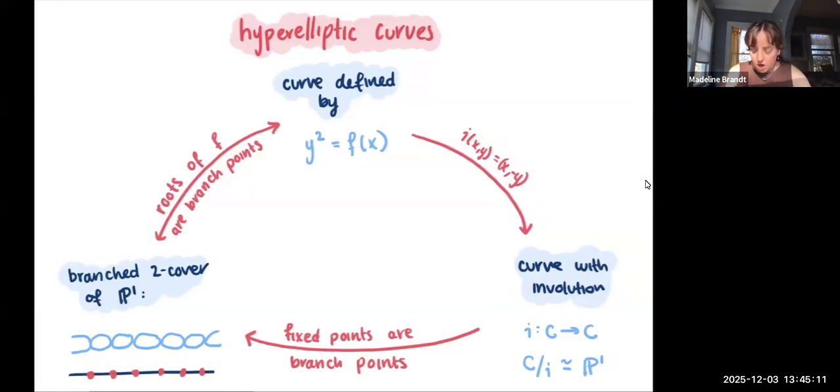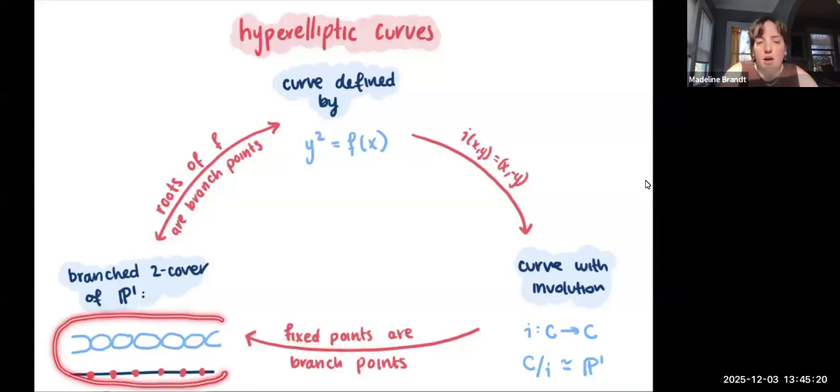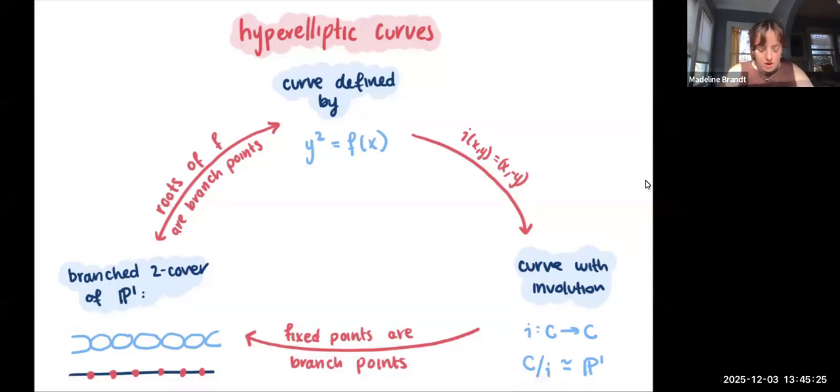If you start with a curve with an involution, then the fixed points of the involution are the branched points in this double cover, and the quotient is the double cover. To go between these two, the roots of your polynomial give you the branched points of the double cover. So these are three perspectives you could take on the question of what a hyperelliptic curve is.